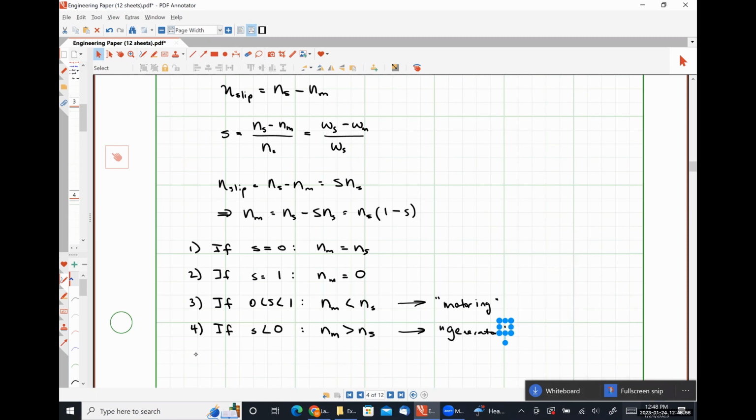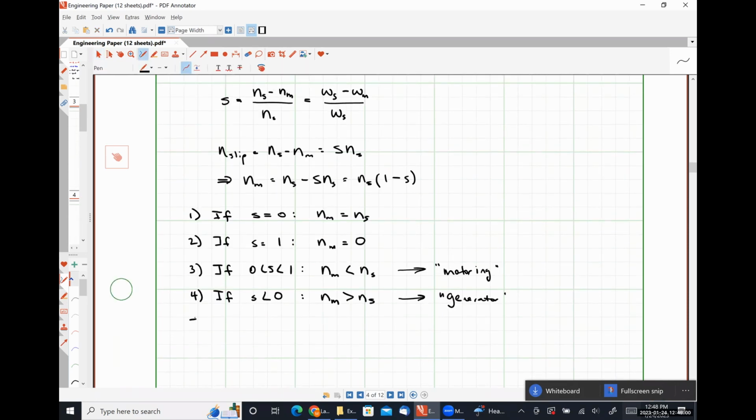Now, let's talk about our last thing here. If our slip is greater than 1, this means Nm is less than 0. Does that make sense? How can our rotational speed be less than 0? It's spinning backwards. Absolutely right.